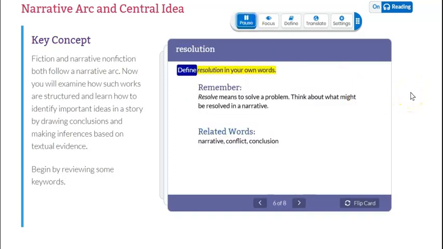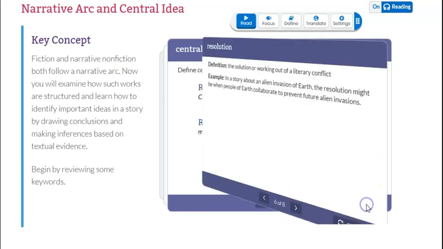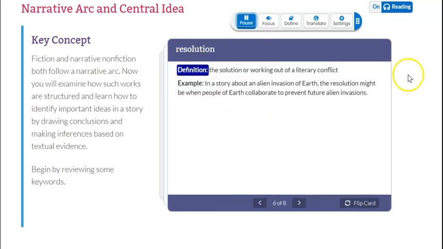Resolution. Define resolution in your own words. Remember, resolve means to solve a problem. Think about what might be resolved in a narrative. Related words: narrative, conflict, conclusion. Definition: the solution or working out of a literary conflict.